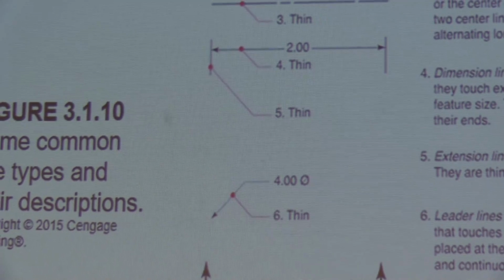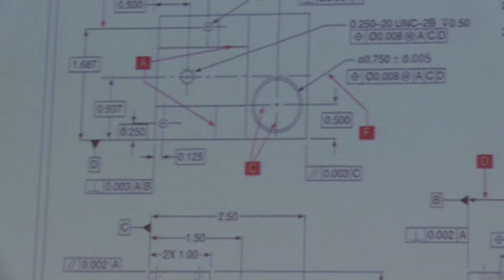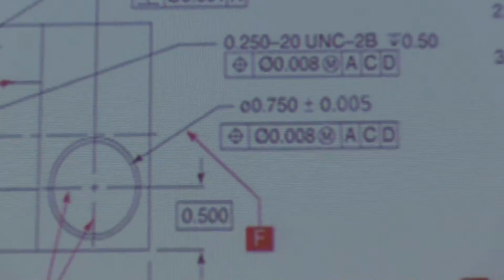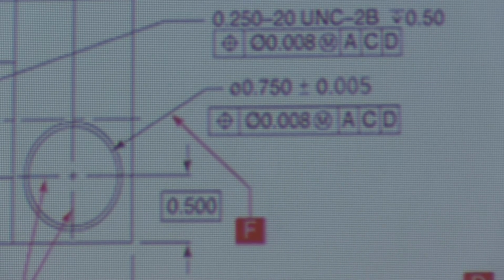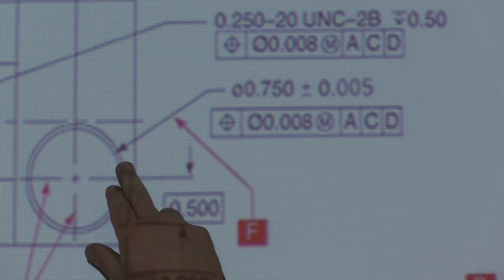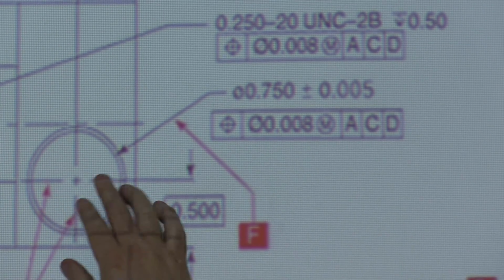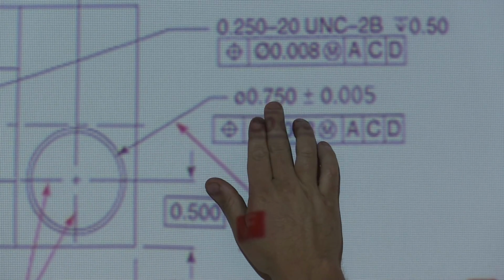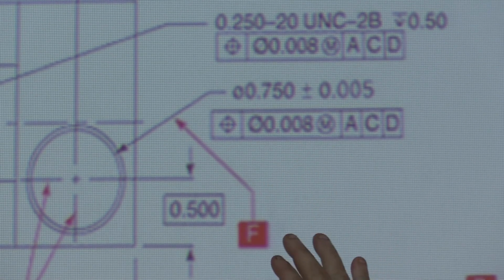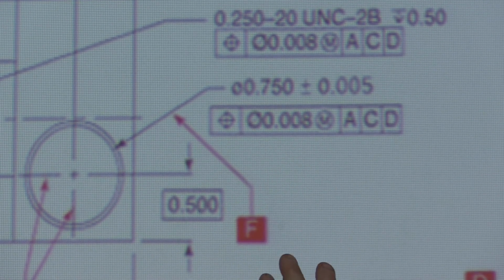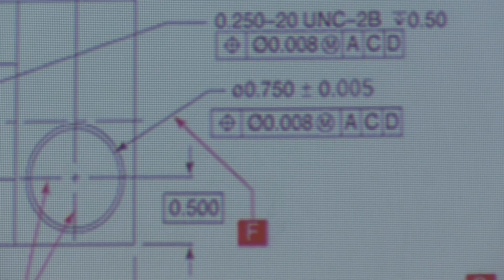We also showed leader lines. Let's go back and show another good example. So for example, real quick, this hole to start with, the leader line is showing our dimension to this object. So our diameter is 0.750 plus or minus 5 thousandths. So it can be 0.755 or 0.745 is your allowable tolerance, okay?